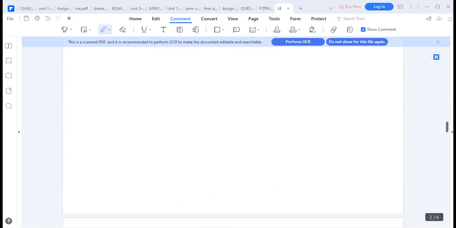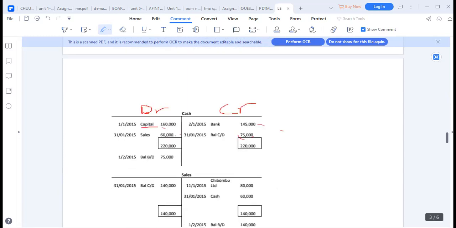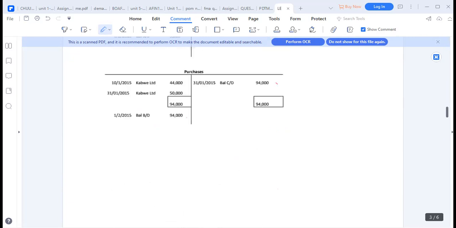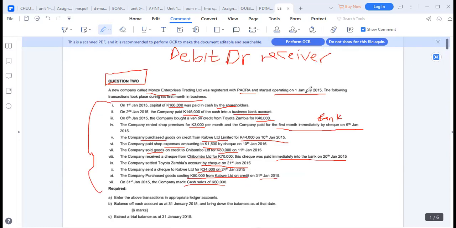So the cash is 145,000, going from the cash to the bank. The primary entry here is debiting the receiver and crediting the giver. This is what happens. That is it on the second transaction, which we have sorted out. This one has been sorted out, and this one.